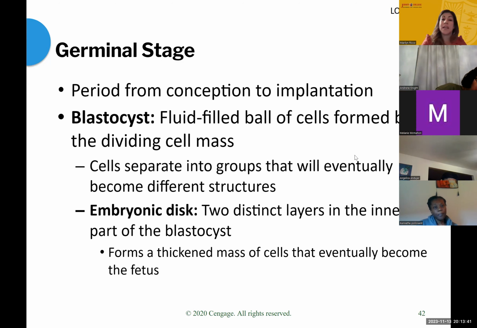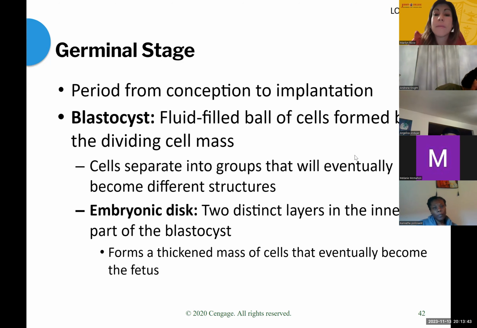The germinal stage is the period from conception to implantation. Blastocysts are fluid-filled balls of cells formed by the dividing cell mass. Cells separate into groups that will eventually become different structures. The embryonic disc is two distinct layers in the inner part of the blastocyst, and it forms a thickened mass of cells that eventually become the fetus.